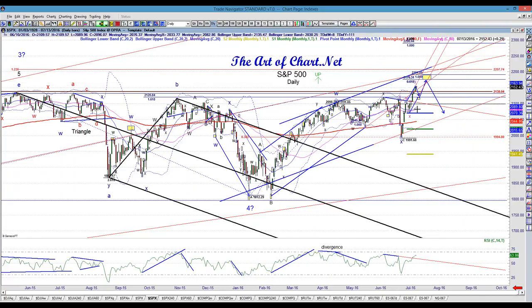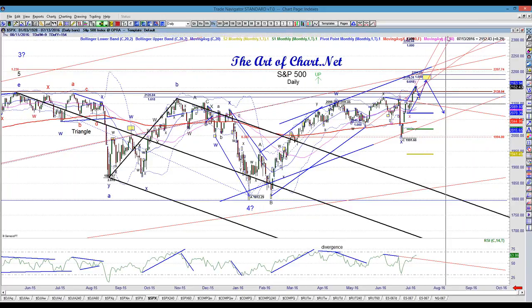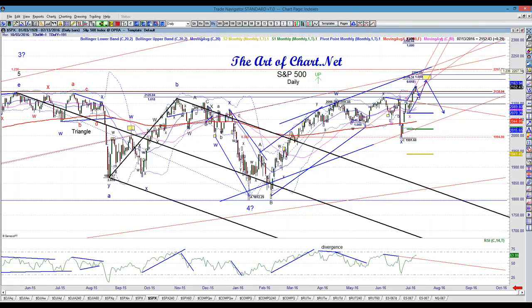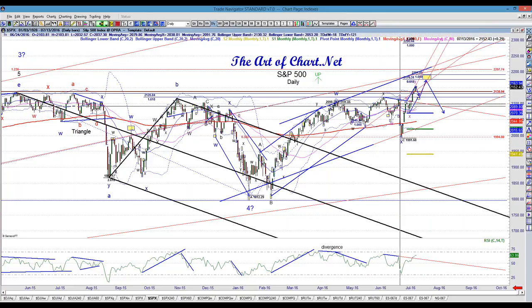So this could be a 3-wave structure, which is how I typically look at the market, or this could be a 5-wave structure, okay? And if it's a 5-wave structure, we're going much higher. I'm currently looking at a shorter target at this moment in time, and by the way, the short target here is 2207. But I'm looking at this market day to day. I'm not making any big bets long.